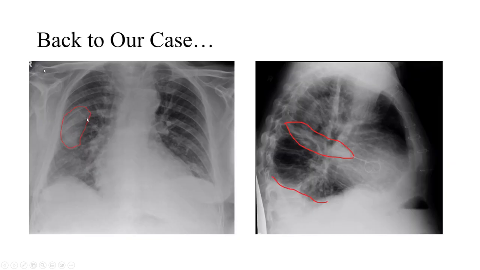So back to our case, this is a posterior anterior radiograph as well as a lateral radiograph of the same patient. And we can see that there is this vague opacity on the frontal radiograph in the right hemithorax. And on the lateral radiograph, this opacity becomes this elongated lenticular-shaped opacity that's expanding the major fissure. And we can see that there is also blunting of the costophrenic angle.